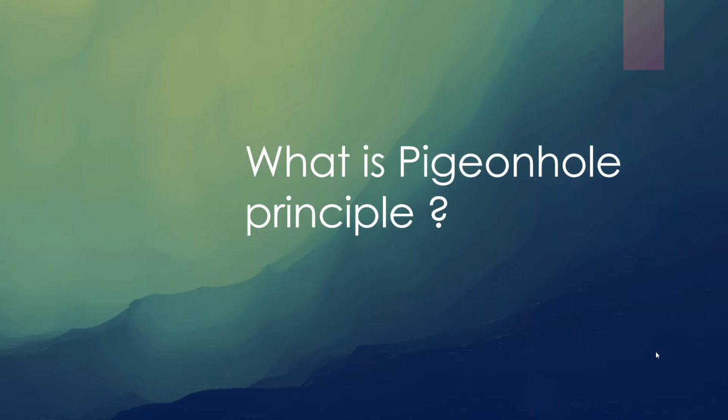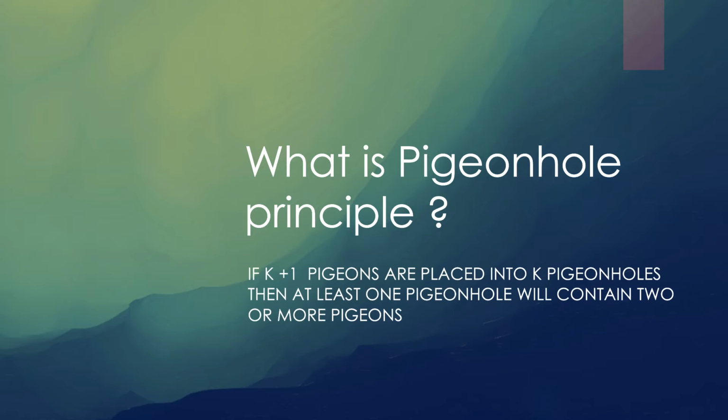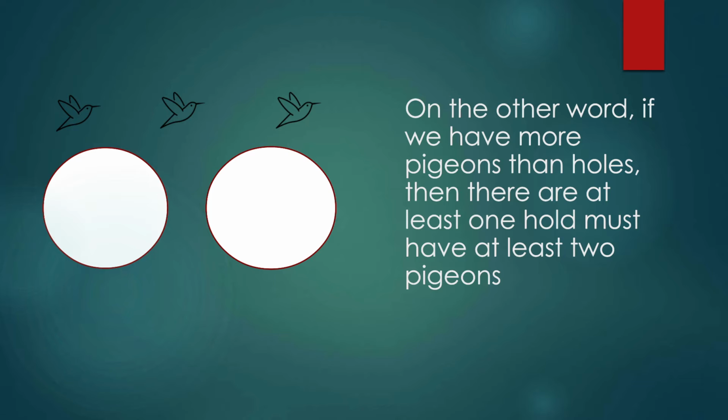We first need to figure out what the Pigeonhole principle is. By definition, in the book, the Pigeonhole principle is: if k plus 1 pigeons are placed into k pigeonholes, then at least one pigeonhole will contain 2 or more pigeons. In other words, if we have more pigeons than holes, then at least one hole must have at least 2 pigeons, like this.